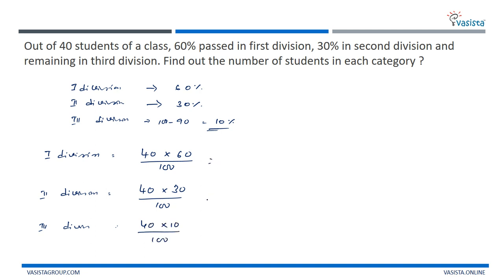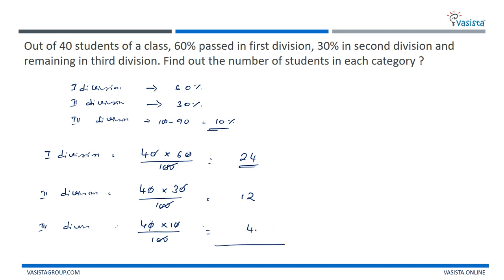Now simplify it. So 2 zeros I will cancel here. 6 4s are 24 students in first division. Again 2 zeros I will cancel. 4 3s are 12 students in second division, and this will be cancelled. 4 students are there in third division.